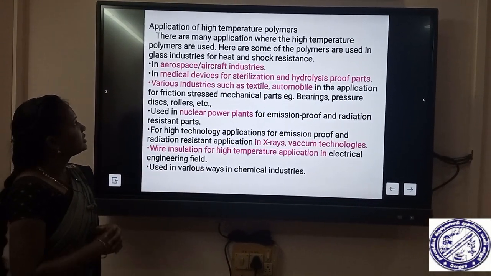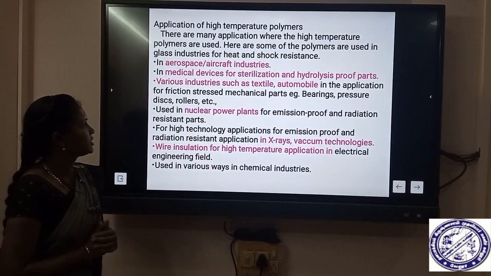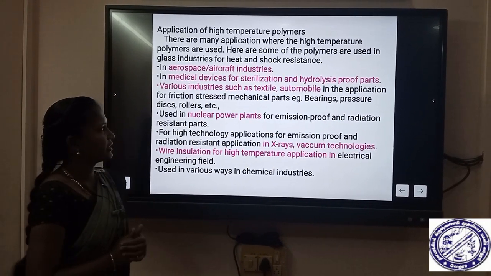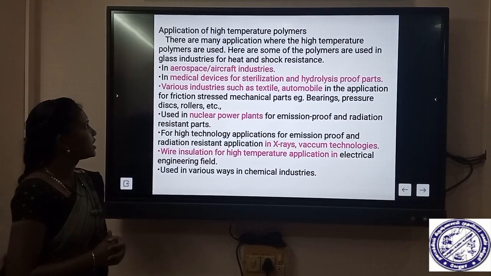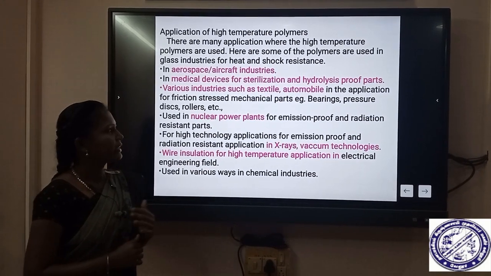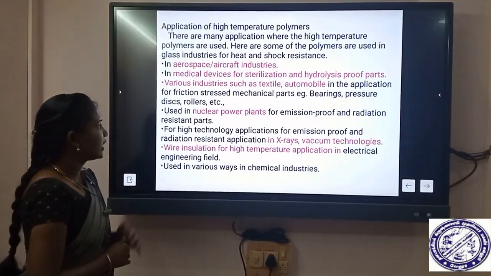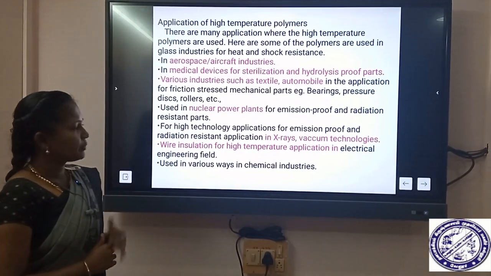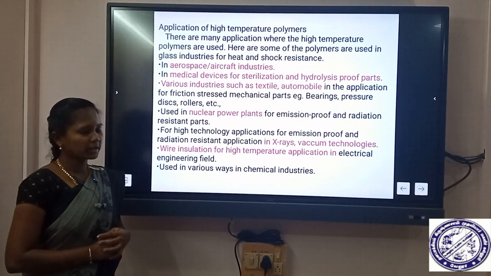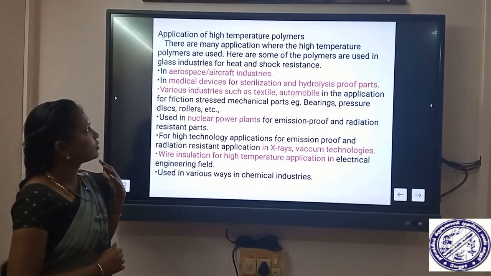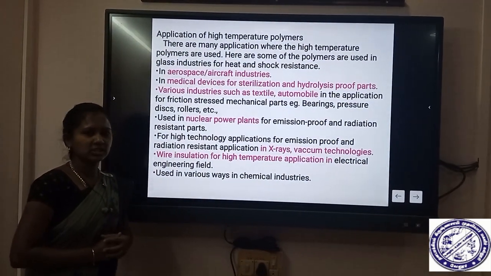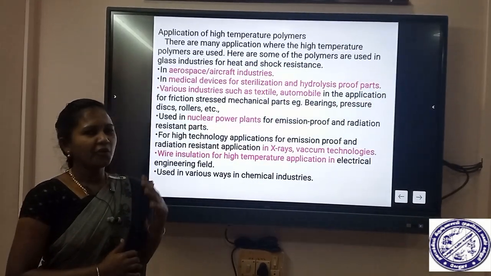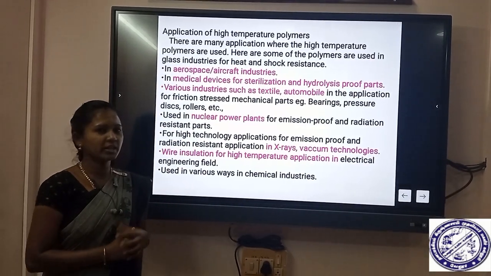So they are used in aerospace, aircraft industries, medical devices for sterilization and hydrolysis proof parts, various industries such as textile and automobiles, and also used in nuclear power plants. Next one, major applications are X-rays and vacuum technologies. So heat resistant and high temperature resistant biopolymers are used in various tissue engineering fields.